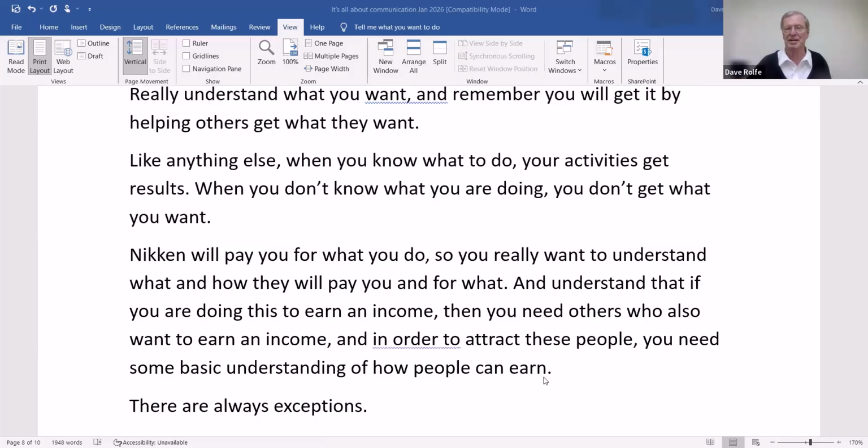So you really want to understand what and how they will pay you and for what. That is really important. That was a struggle I had at the very beginning. Well, how I'm in a pickle. What do I do here? How do I get paid? What is it I have to... Oh, I have to have volume. Oh, okay, right. Well, how is volume created?